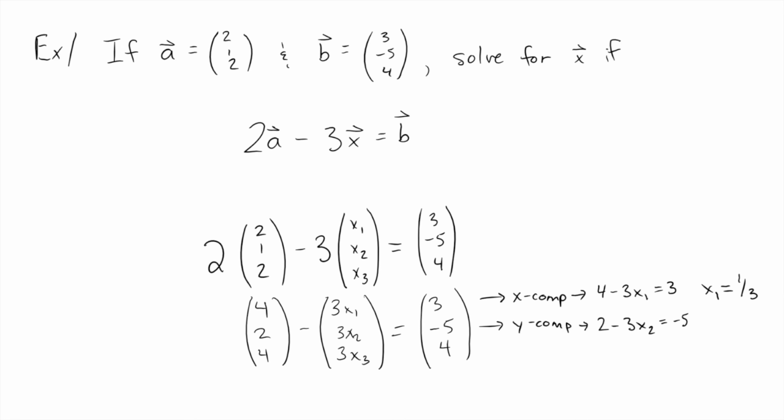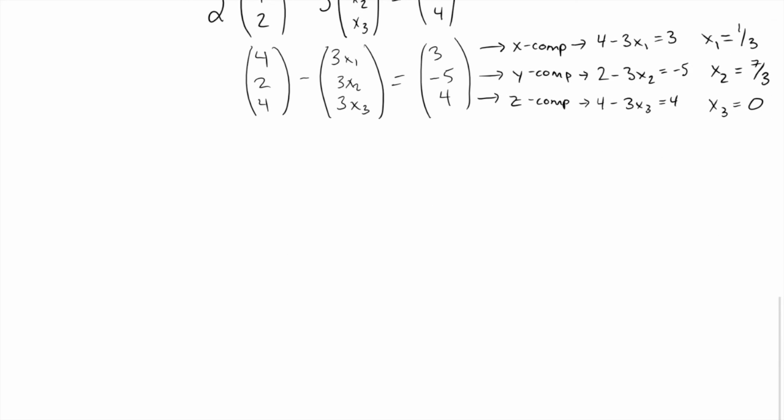Again, x2 is going to be completely independent of whatever the value in x1 was, so I can set up this equation and solve to get that the x2 value is 7 over 3. And then finally I'll do the same thing for the z components. My equation is 4 minus 3x3 is equal to 4. And when I solve that, I actually find out that the z component of my vector is 0. So what that means is that my vector x that I was asked to solve for has components 1/3, 7/3, and 0. And so I've found a solution vector to my vector equation.